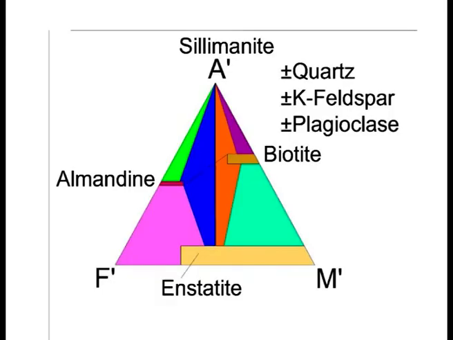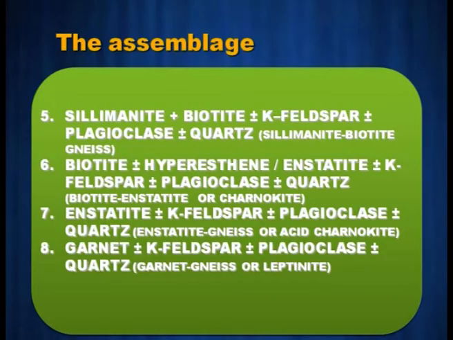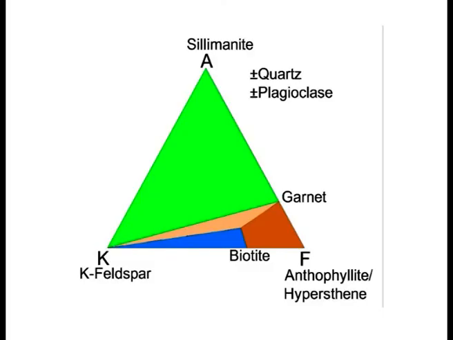The sixth is biotite plus or minus hypersthene plus or minus potash feldspar plus or minus plagioclase plus or minus quartz, also known as biotite hypersthene charnockite, garnet free. Hypersthene plus potash feldspar plus or minus plagioclase plus or minus quartz is also known as acid charnockite.